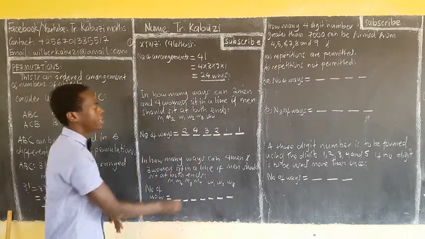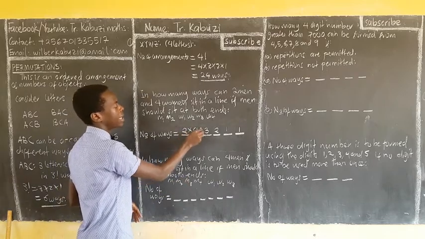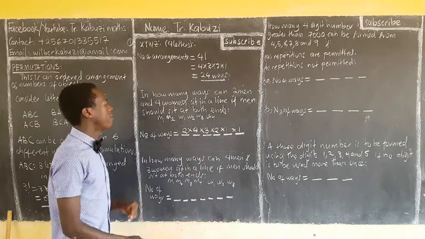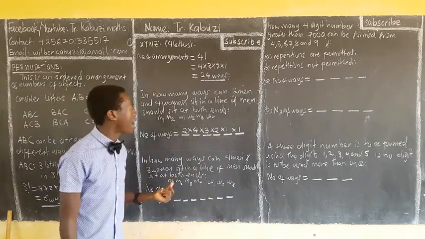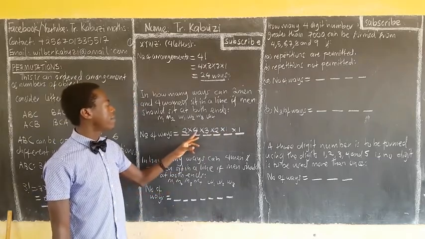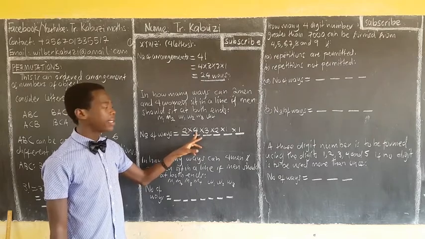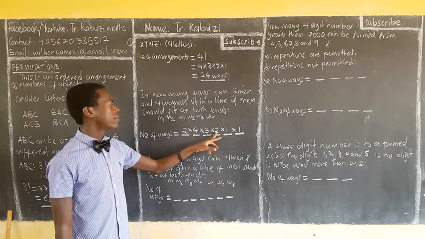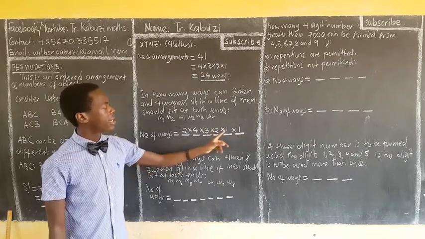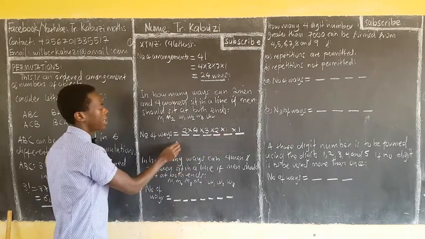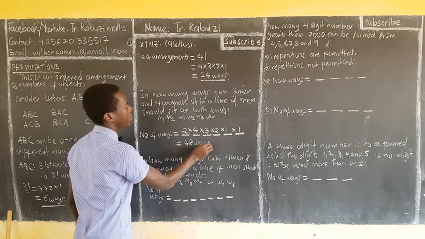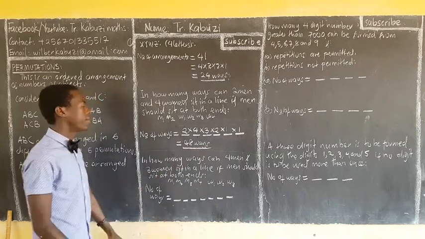Now, for the number of ways, we multiply these like this. So, from there, you see what I have: 2 times 4, that's 8, times 3, 24, times 2, that's 48, times 1 times 1. So here, we have 48 ways of sitting those people.